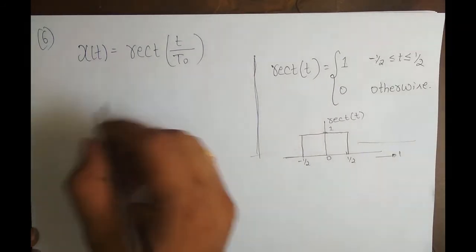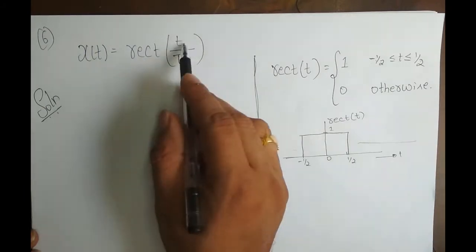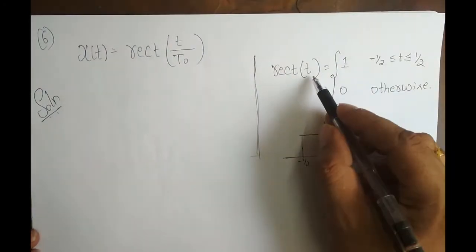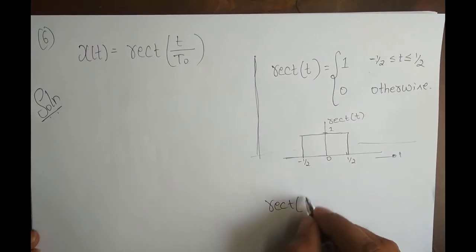But as per the problem, what is given? RECT of t by t naught. Now if RECT of t is this, how do I write RECT of t by t naught?